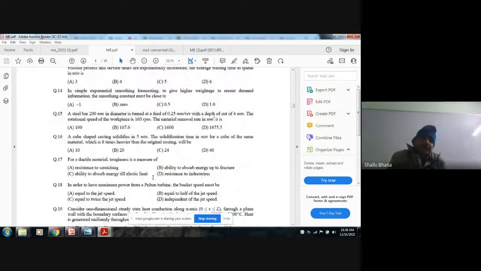For a ductile material, toughness is a measure of: A, resistance to scratching; B, ability to absorb energy up to fracture; C, ability to absorb energy till elastic limit; D, resistance to indentation. So it is the measure of ability to absorb energy up to fracture.